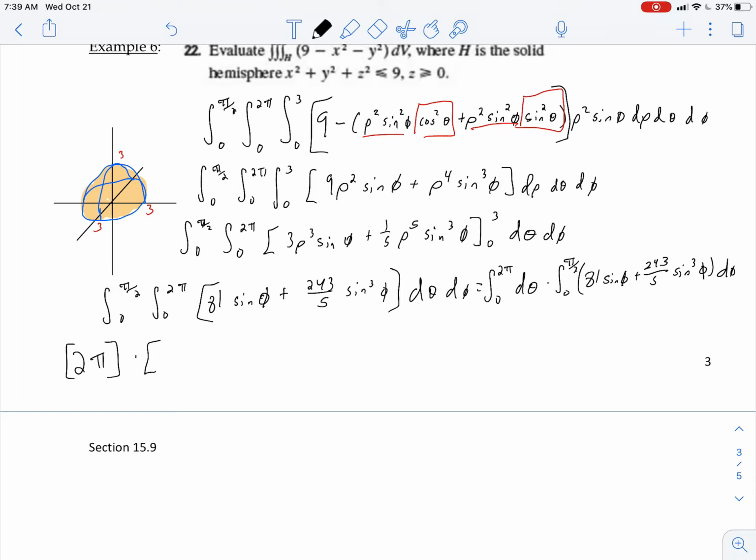And now let's just go ahead and integrate. So the first one again is just going to be 2 pi. Then we do the whole thing because it's going to give us theta, theta 0 to pi over 2, 0 to 2 pi. And then times, I'm going to integrate this last one. 81 sine phi is going to be negative 81 cosine phi. Oh, great. I got sine cubed.